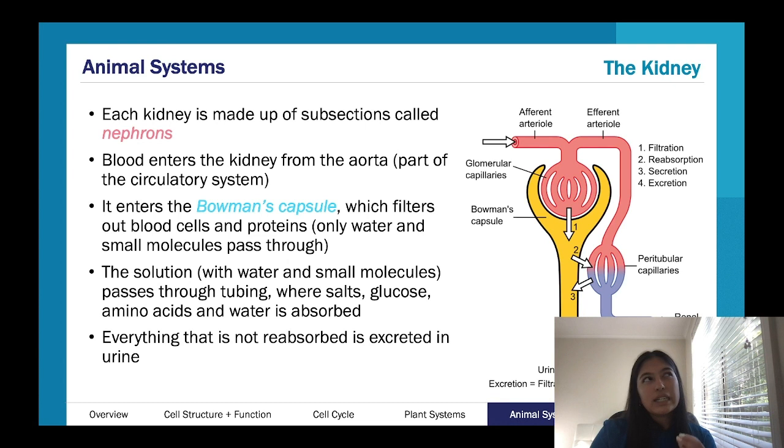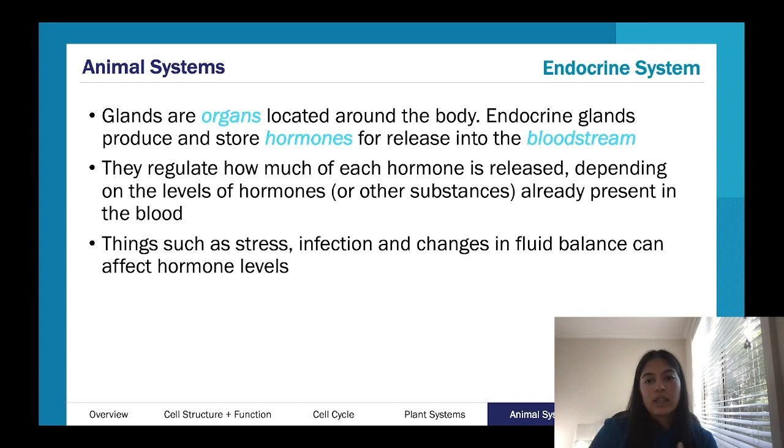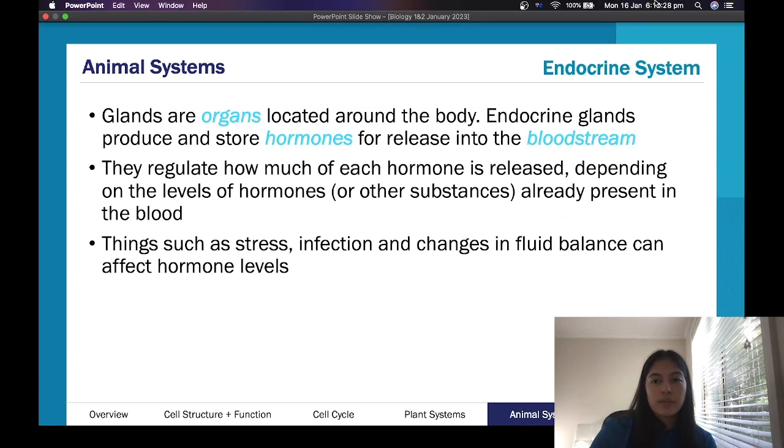Again, it is a relatively complex process, but just understand it's this idea of excreting substances that your body doesn't really need anymore. So in terms of our specialization here, we've got our nephrons, we've got our kidney tissue leading to our organ of the kidney, which forms our excretory system, also known as our urinary system, leading to us as the organism. Okay, last one we look at is the endocrine system.